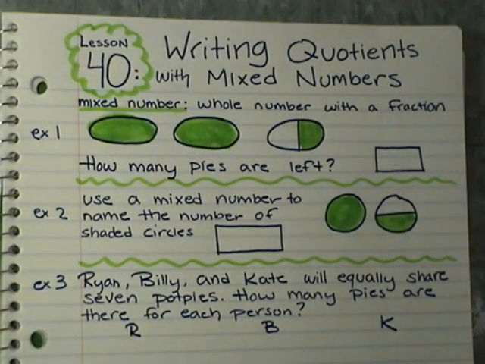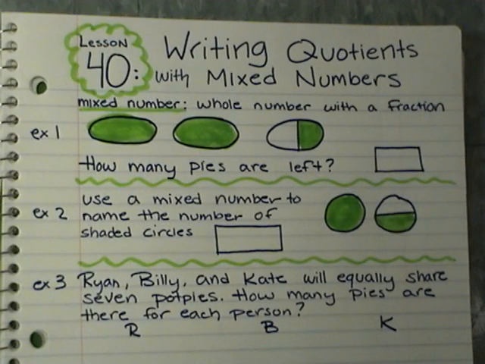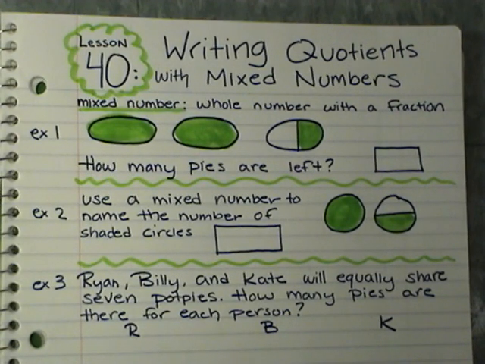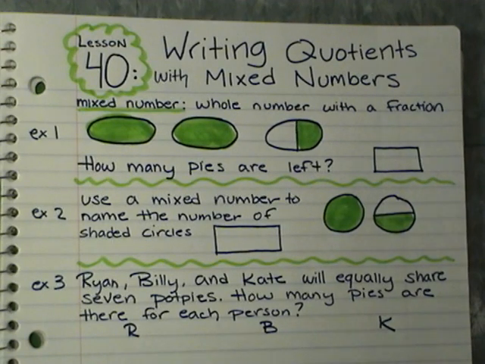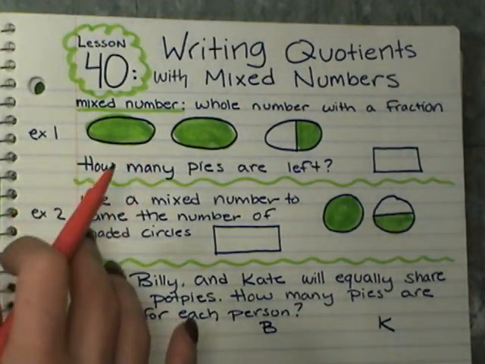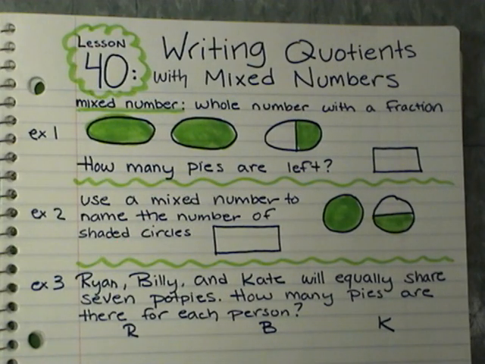Alright, for tonight's lesson we are doing lesson 40 and we are writing quotients with mixed numbers. Now a quotient is an answer to a division problem. So we're going to be doing some division, and we talked about mixed numbers yesterday, so we're going to go a little bit further with them. So again, I wrote a mixed number is a whole number with a fraction.